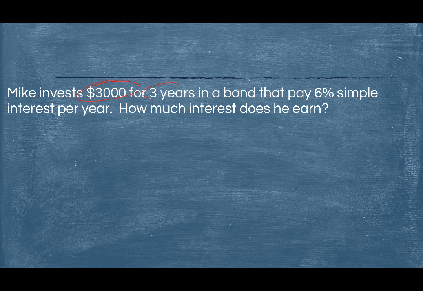Mike invests $3,000 for 3 years at 6% simple interest. How much interest does he earn? Just go I equals PRT. Principal he invested originally was $3,000. The interest rate is 6%. I need that in decimal. Take the percentage, divide by 100, and you'll find it's 0.06, times the time, which is 3 years.